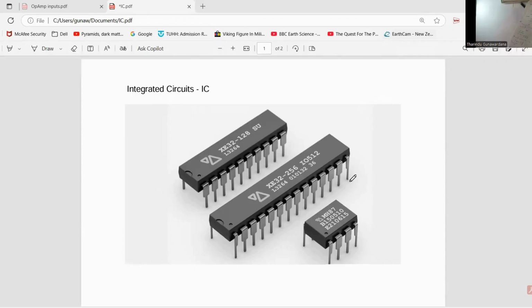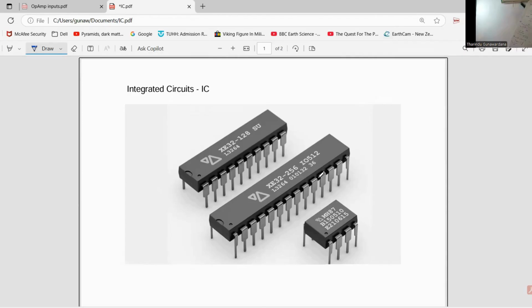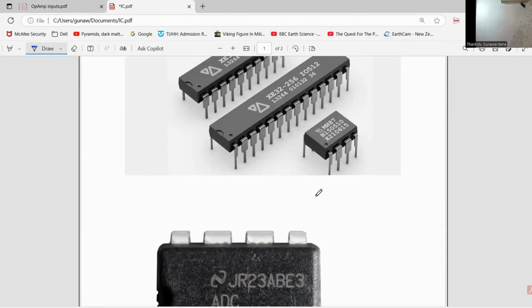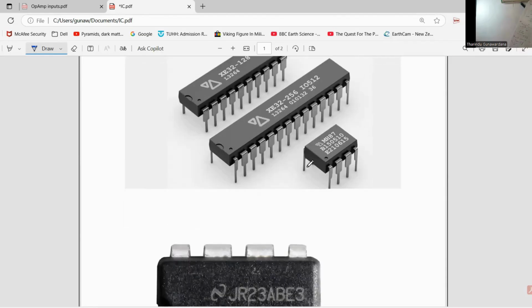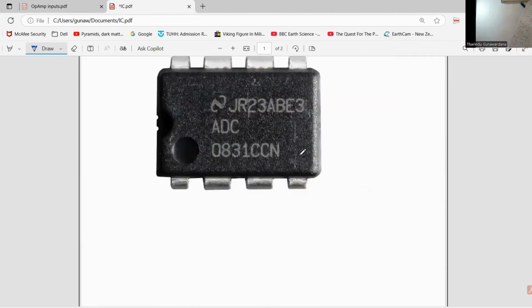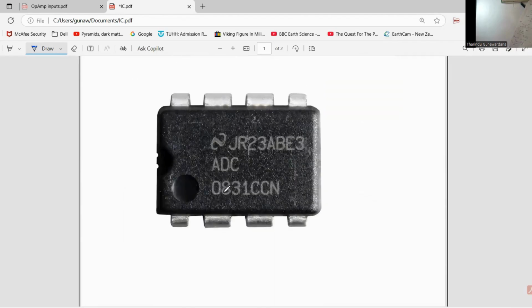So you can see these are ICs. These ICs contain millions of transistors, diodes, and resistors inside them. A silicon chip is used to make these ICs. Now you can see this is the external view of ICs. When you look from the top, you can see some numbers printed on the IC.